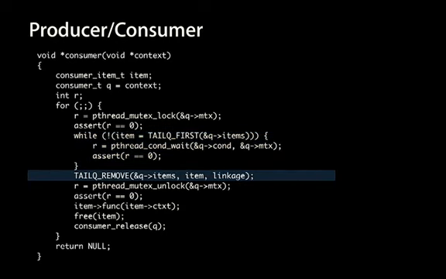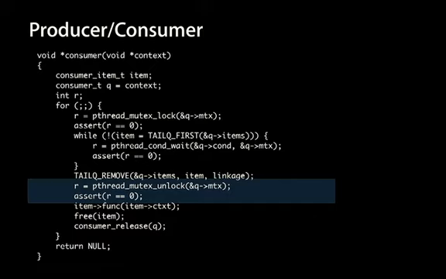That while loop will loop back around, and we'll be able to succeed at finding an item. We'll get to this tail queue remove. We can now finally remove an item and proceed. We can unlock the mutex, thus allowing more work to be enqueued.